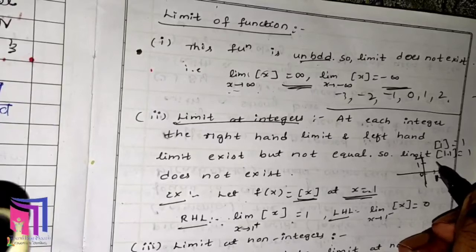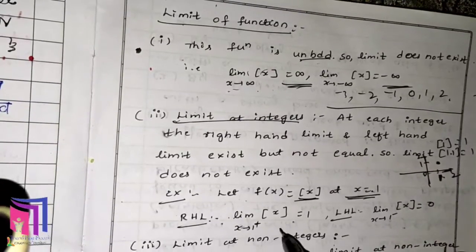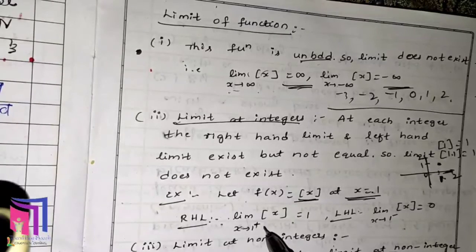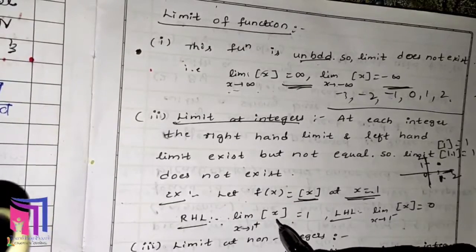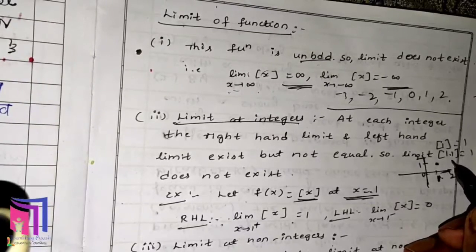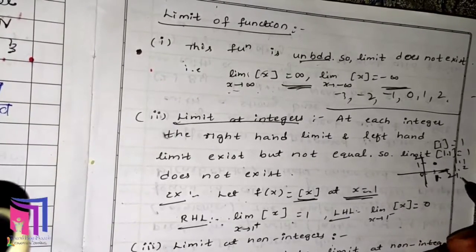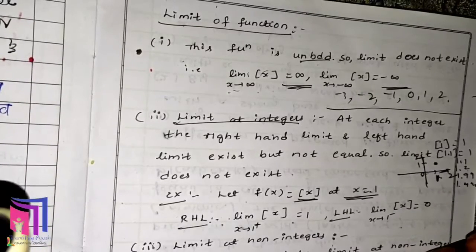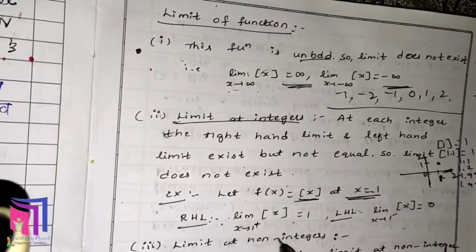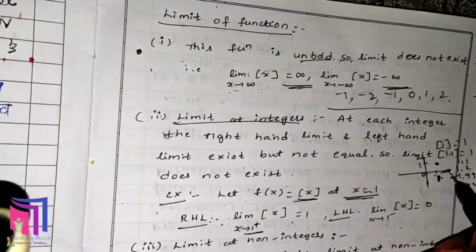We get the values 1 only. Okay, yes or no? We take 1 plus, what does it mean? Greater than 1. Values greater than 1, that is 1.1, 1.2 up to 1.99, 1.999. These are all the values that come at 1 plus. Okay, 1 plus means what? Right hand limit, 1 plus.